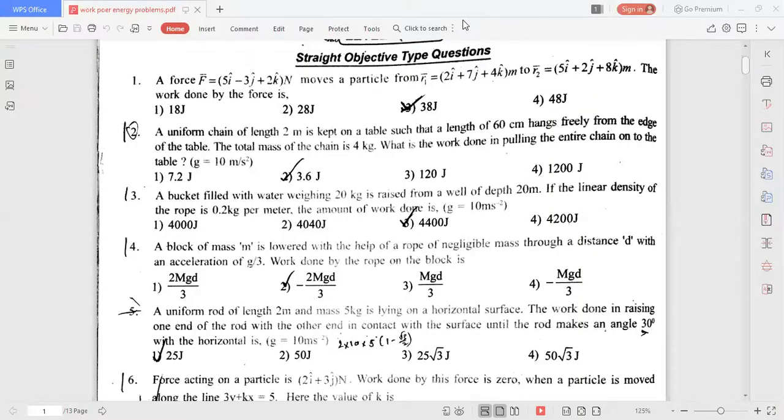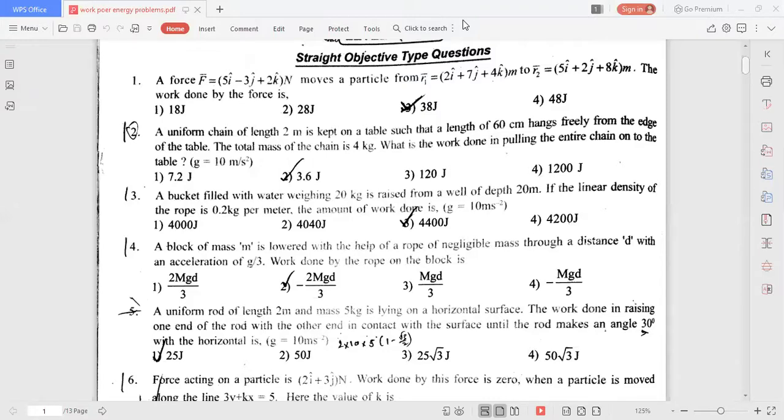Okay, here we are doing the problems in the lecture sheet. Okay, exercise 1, level 1. Problem number 1. A force of 5 i cap minus 3 j cap plus 2 k cap.